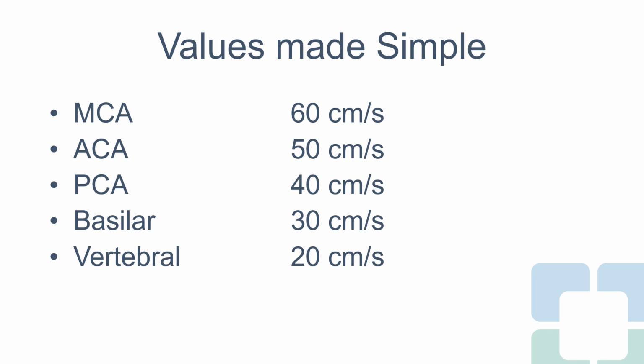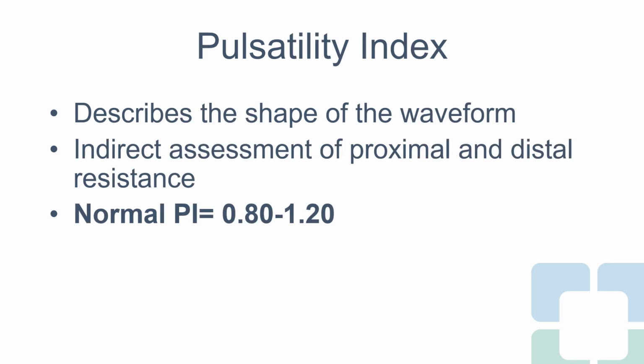So these are the values that are sort of made simple, and these are the ones that can give you a heads up on the RPVI. MCA is 60, ACA 50, PCA 40, basilar 30, and vertebral 20. There are ranges for each of these, but if you can remember these values, you'll be pretty close for most of the test questions. The other important thing that's different for the TCD test is pulsatility index.